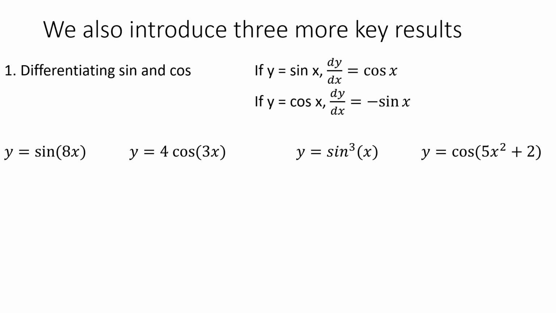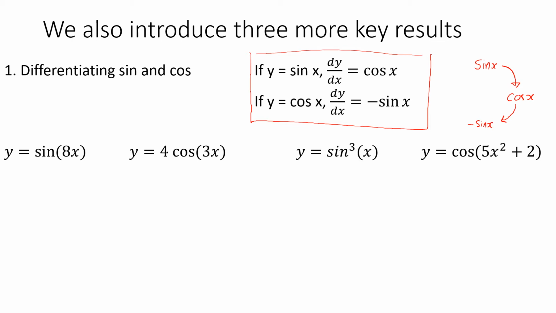So the first one is differentiating sine and cos, and I've written it out here, and I'll keep this on the side of the page when we're using them on the slides. If y is sine x, then dy/dx is cos x, and if y is cos x, dy/dx is minus sine x. Now this actually leads you to a little bit of a circle, because if we started with sine x and we differentiated it, we'd get cos x. If we differentiated cos x, well, according to this, we get minus sine x.